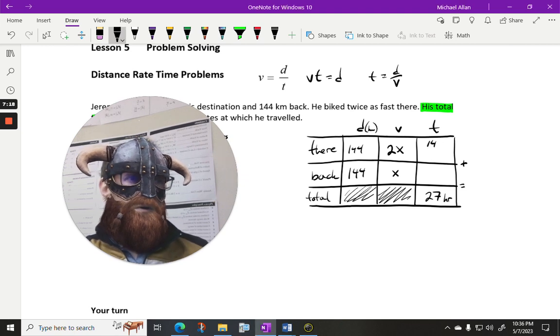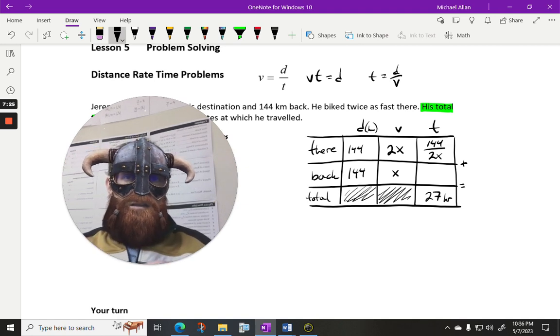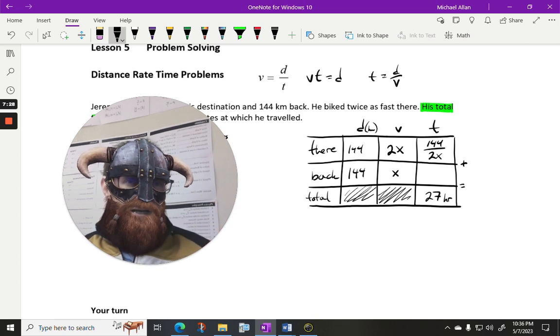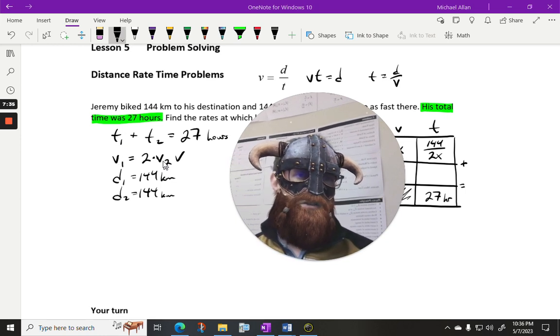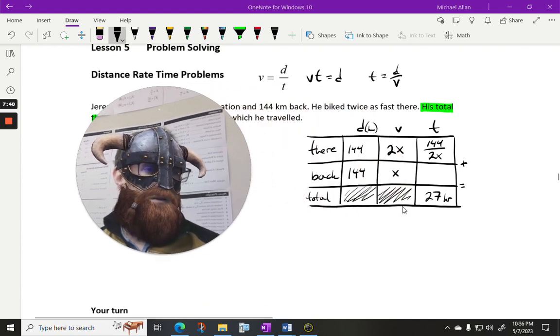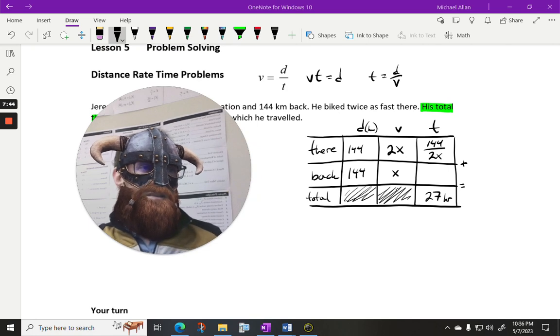I would go 144 divided by 2x. What I'm trying to do is create a chart full of one variable. All the stuff that I have on this side over here has lots of variables: T1, T2, V1, V2. There's like four things we don't know. So I'm trying to create a table here that just has this one unknown. This one unknown just happens to be x. This one just happens to be twice as fast, and this is 144 over 2x. And this is going to be 144 over x.